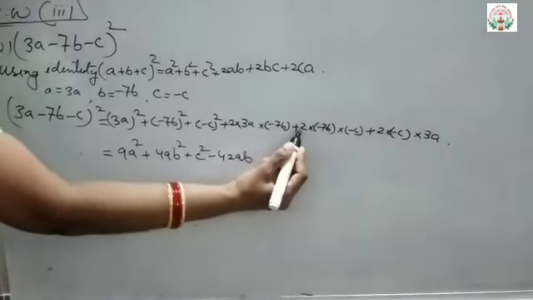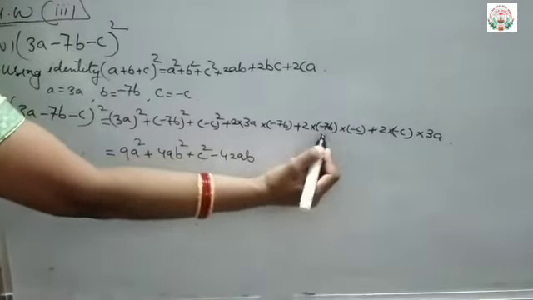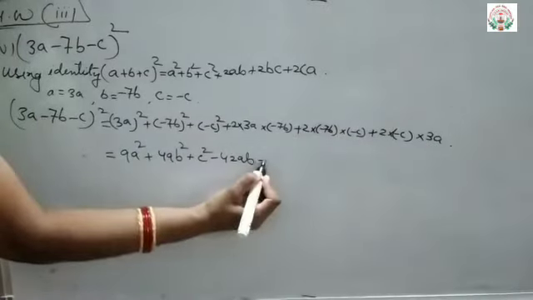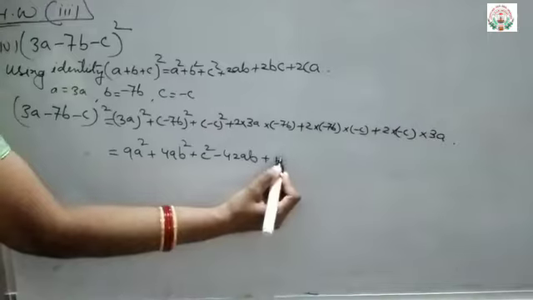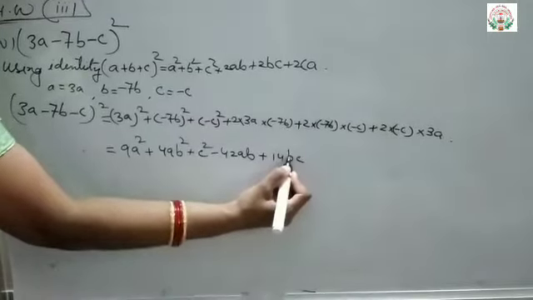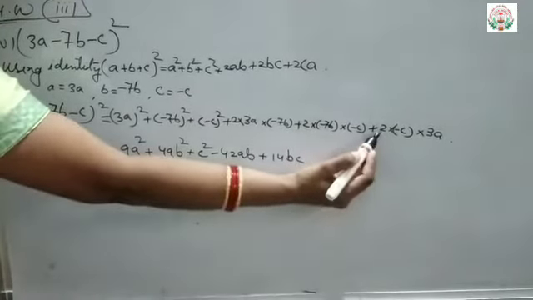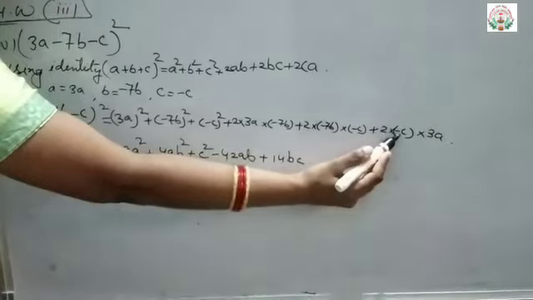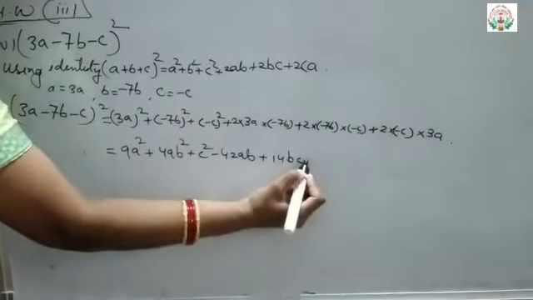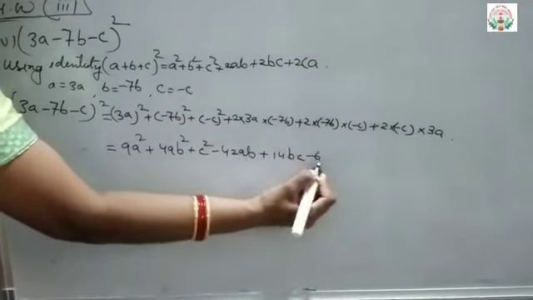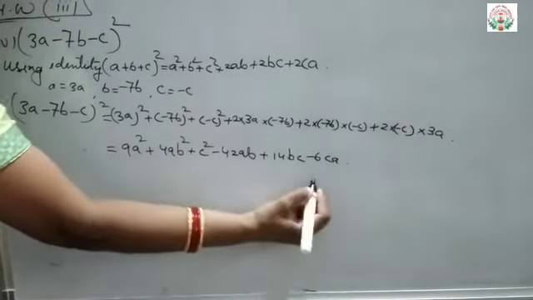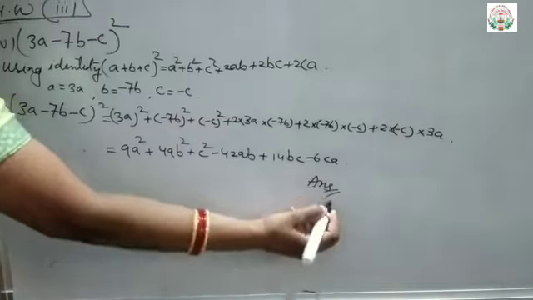Same way here, plus, minus and minus, so minus into minus will be plus. So 7 into 2 is 14, so 14bc. And then same way here, plus into minus, minus into plus will be minus. So the constant terms 2 into 3 will be 6. So this is the answer.